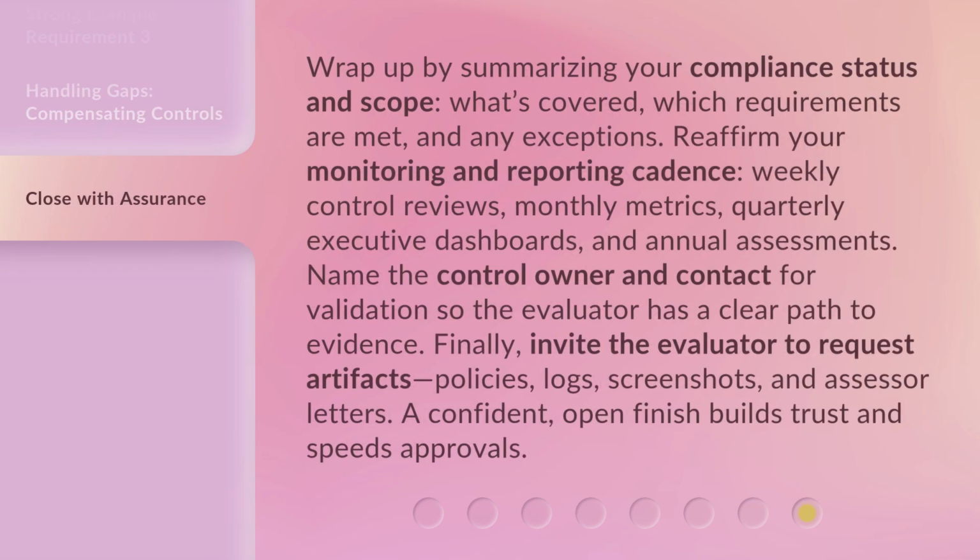Wrap up by summarizing your compliance status and scope: what's covered, which requirements are met, and any exceptions. Reaffirm your monitoring and reporting cadence: weekly control reviews, monthly metrics, quarterly executive dashboards, and annual assessments. Name the control owner and contact for validation so the evaluator has a clear path to evidence. Finally, invite the evaluator to request artifacts: policies, logs, screenshots, and assessor letters. A confident, open finish builds trust and speeds approvals.